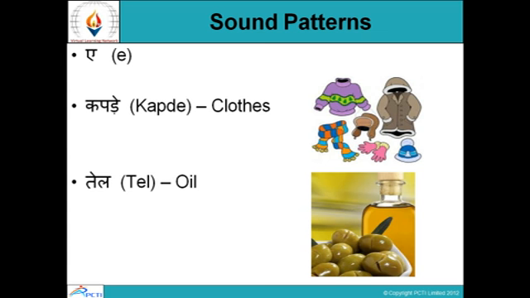Next is oil. Oil is tel. Oil we all know. We get oil from mustard seeds, we get oil from almonds, we get oil from fish, cod liver oil. Many types of oils we use to eat. It gives us energy, it gives us fat and carbohydrates. Usually Indians use it at sopar. This is called tel.